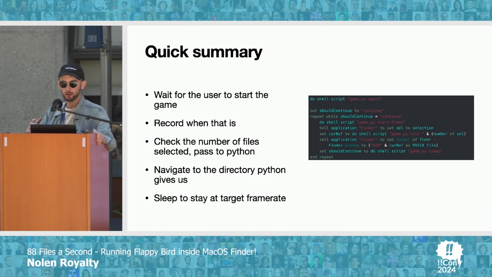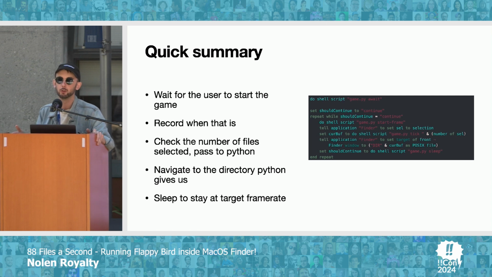So to walk you through that code, we wait for the user to start the game, asking them to double click, the first thing that we were doing, since that's a more forceful action. We record what time that is. We check the number of files selected within AppleScript. We pass that to Python. That tells us whether you're jumping. Python renames all of the files in our other directory, returns that to AppleScript, and then AppleScript navigates us to that new directory. And then we sleep to maintain a consistent frame rate, which just makes things seem a little smoother since we only have a couple of frames a second.